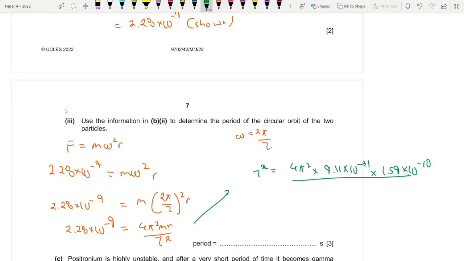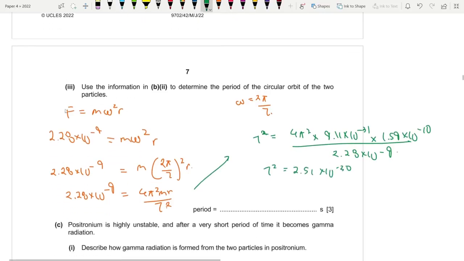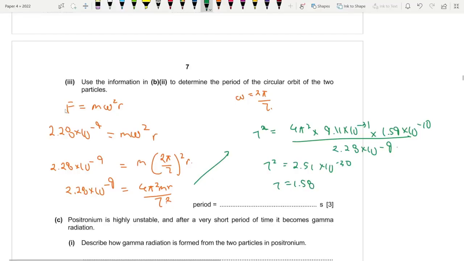So t square is 2.51 into 10 power minus 30. If we root over that, I'm getting an answer of t equal to 1.58 into 10 power minus 15, to 3 SF because the data is in 3 SF, right?